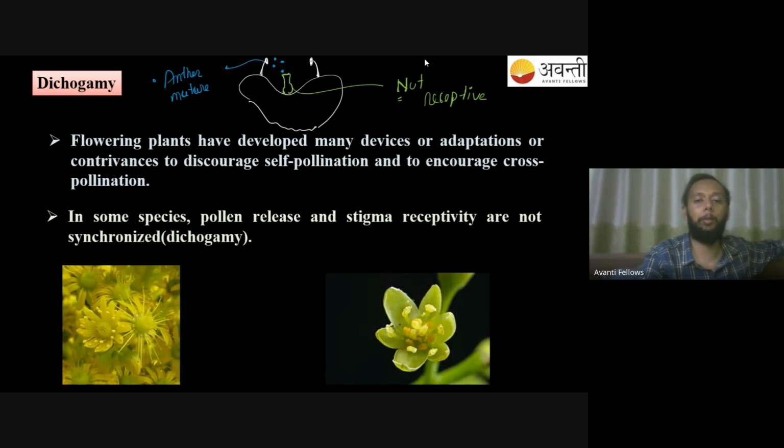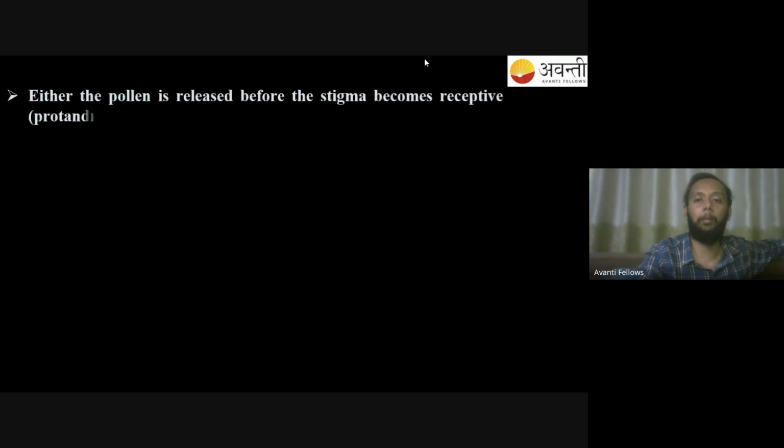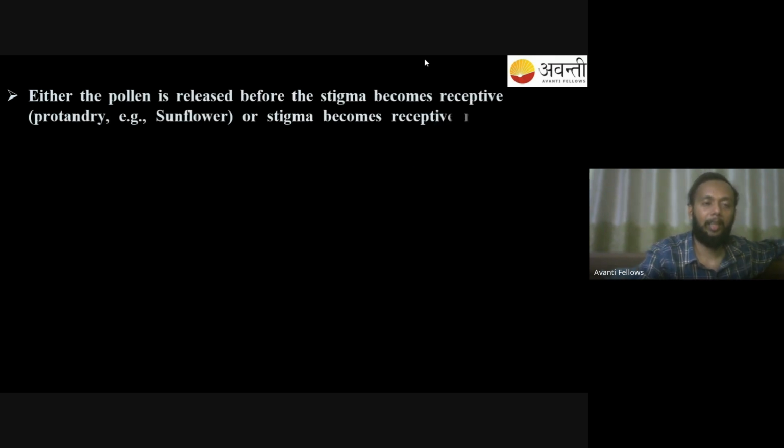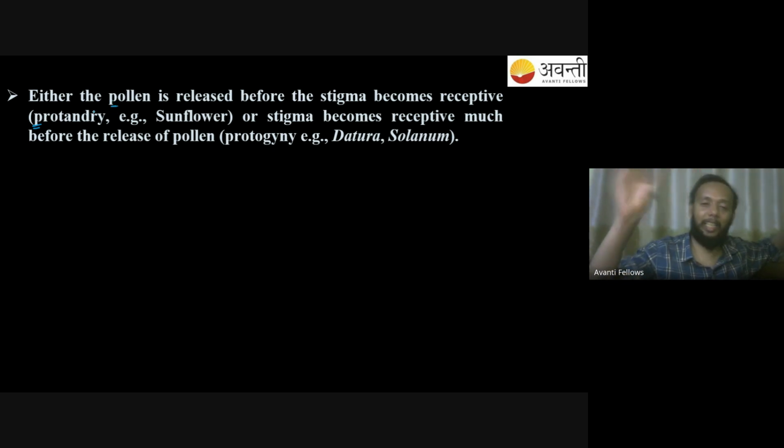So you can see some terms over here. Now let's try to see some terms based on this. Either the pollen is released before the stigma becomes receptive, that is called protandry. So protandry means before the stigma becomes receptive, the pollen are released. Pollen आपने रिलीज कर दी है, स्टिग्मा वहां पे रिसेप्टिव नहीं है. So that is called protandry, right?